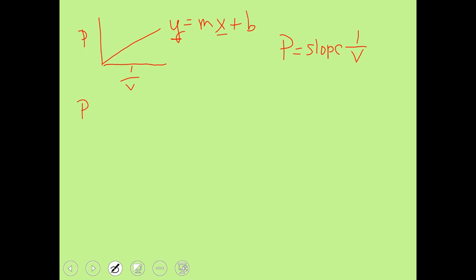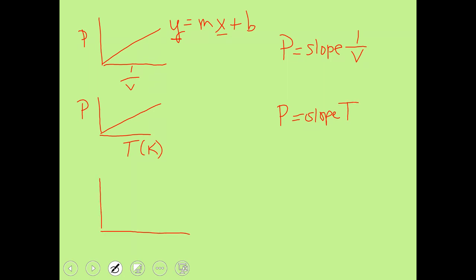We also did Gay-Lussac's law, that if you graph pressure and temperature, it'll be a direct proportion as long as that temperature, remember, is in kelvins. So pressure is going to be equal to the slope. And that slope will stay the same as long as the volume and the moles are constant. And then on the x-axis, we have temperature in Kelvin.